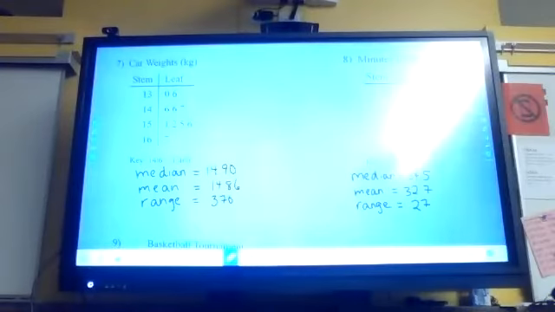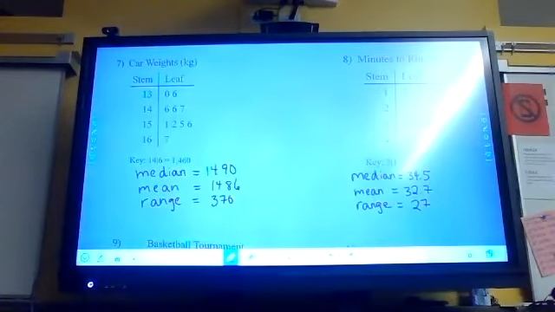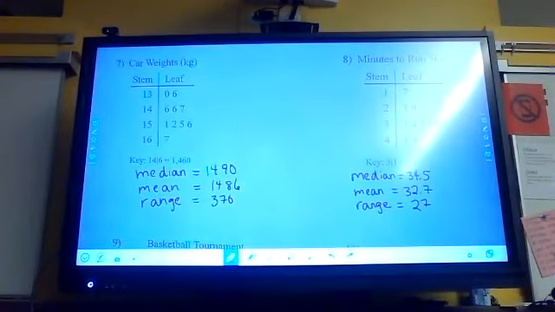All right, Algebra 1, time to check your answers for number 7 and number 8. So for number 7, the median is 1490 or 1,490 kilograms. That's the exact middle of that data set. The average car weight is 1,486. That's your mean. And then the range is just 370 kilograms.